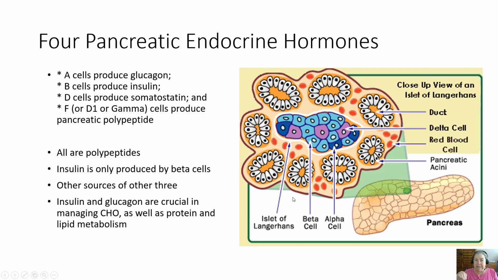While insulin is only made within beta cells in the islets of Langerhans in the pancreas, the other hormones produced by the pancreas have other sources as well. We're going to focus on insulin and glucagon, which are very important in the body's management of carbohydrate and are also important in protein and lipid metabolism.